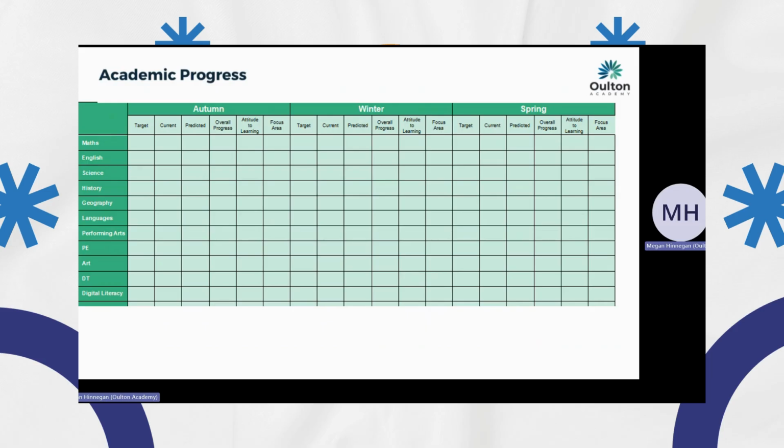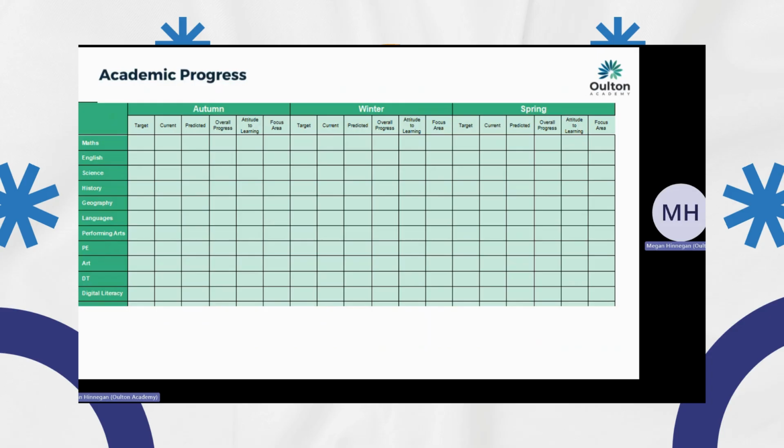In all subjects, pupils will receive an attitude to learning, which is a holistic view of how the learner is and how their attitude is to their learning. So it includes things like motivation, engagement in the lesson. Are they asking questions? Are they participating? Do they complete all their work to the highest standard that they can? Do they do their homework? Anything that relates to learning, that feeds into that attitude to learning.